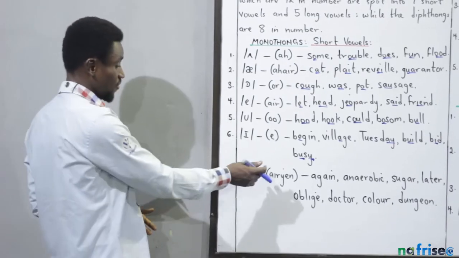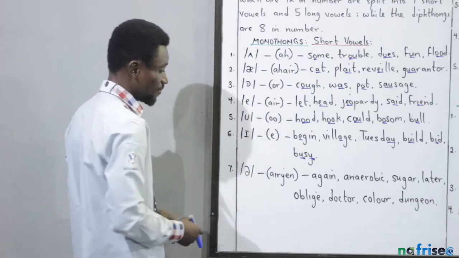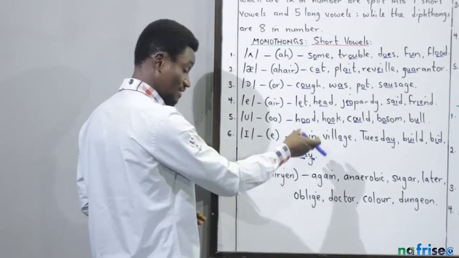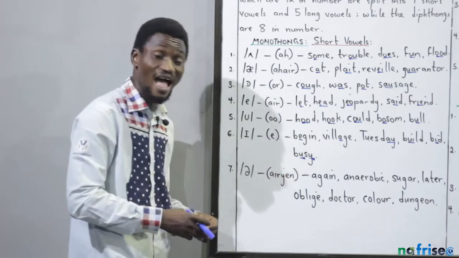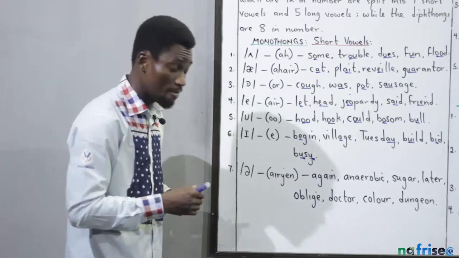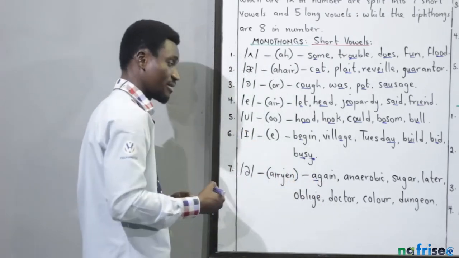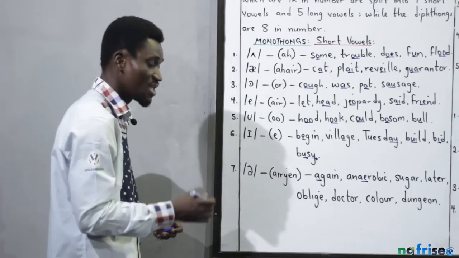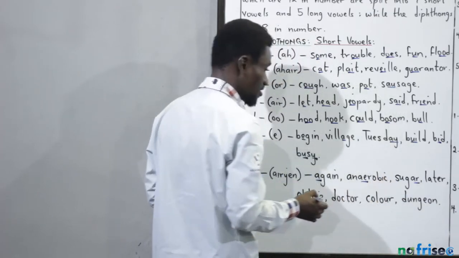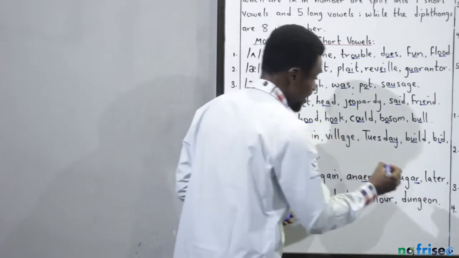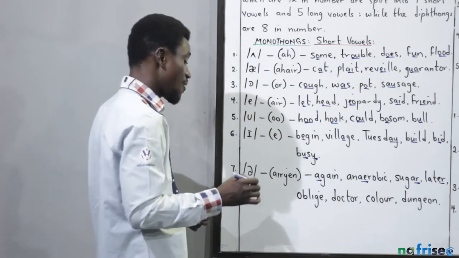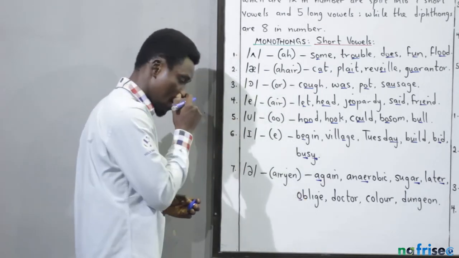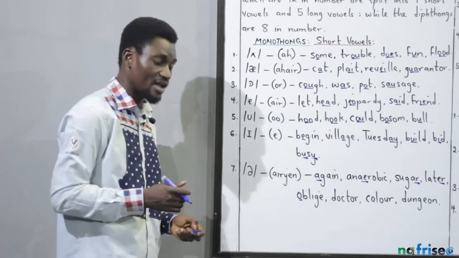Now, the seventh sound is the schwa, which is the last sound under the short vowel sounds. The schwa sound. When letter A is the first letter starting a particular word, and it's standing as a syllable on its own, it produces the schwa sound. For instance, again. Then we've got AE, anaerobic. Then we have AR ending the word, sugar. Then we have ER ending the word, later. Then we have letter O, especially when letters O and B come together, letter O starting a word of two syllables or more. Oblige.